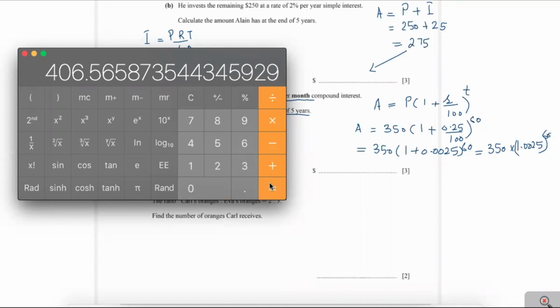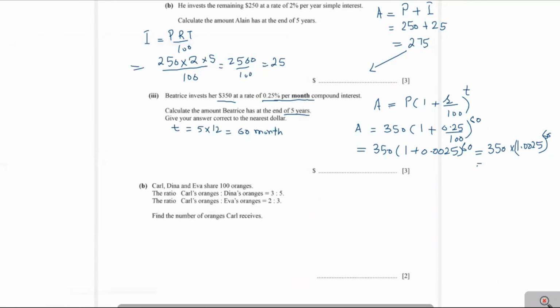That will be equal to 406.56. 406.56 to 3 SF value will be equal to $407. This is the 3 SF value. Now next is the part B.